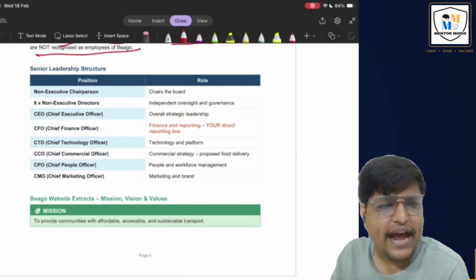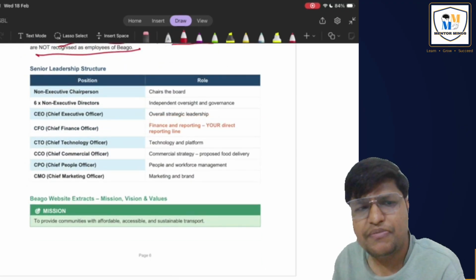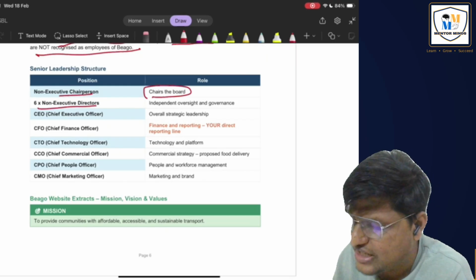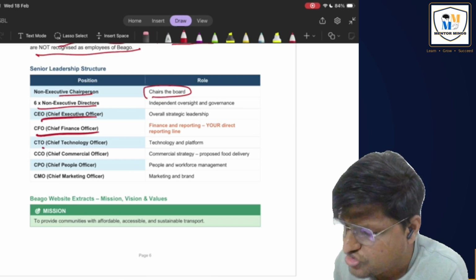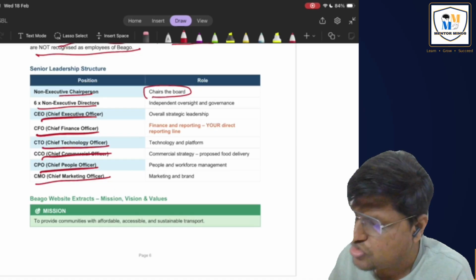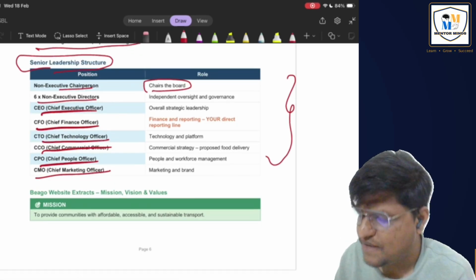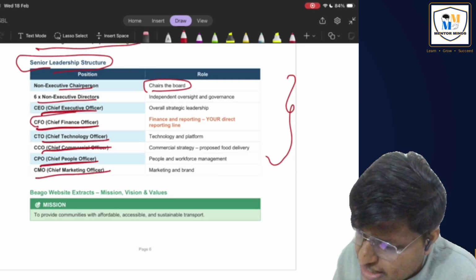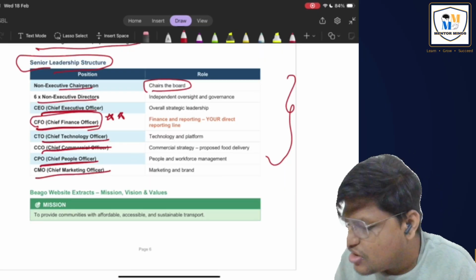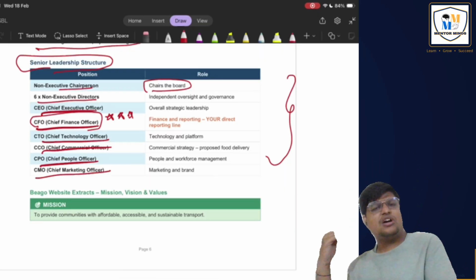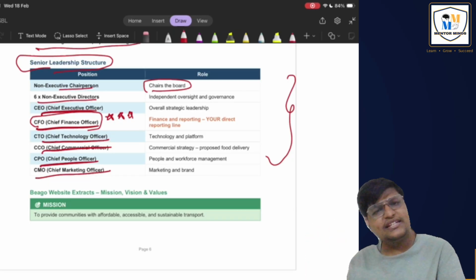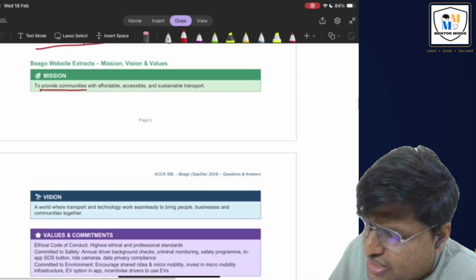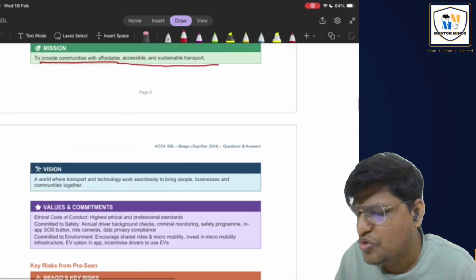Now, as in any company there are multiple committees. There is a non-executive chairman, he is the chairman, right? Then we have six non-executive directors. We have CEO, CFO, CTO, CCO, CPO, CMO. So we have a huge senior leadership structure, which is important for every business. Here we need to understand that out of these, we are reporting to the CFO. So for us, whatever the major relations with finance and reporting, we will have with the CFO and then with other members. Now, what is the mission of the company? To provide communities with affordable, accessible, and sustainable transport. This is the mission.